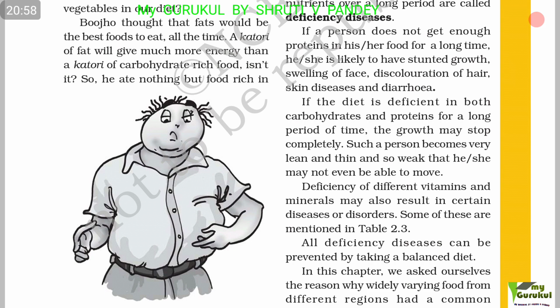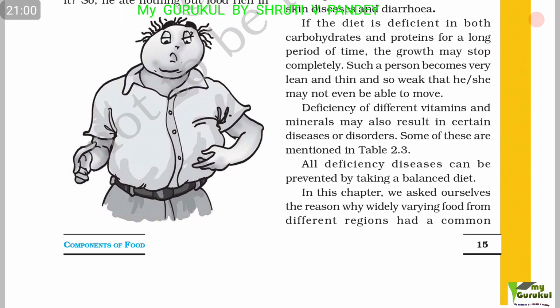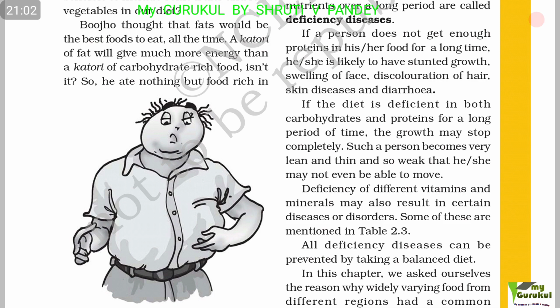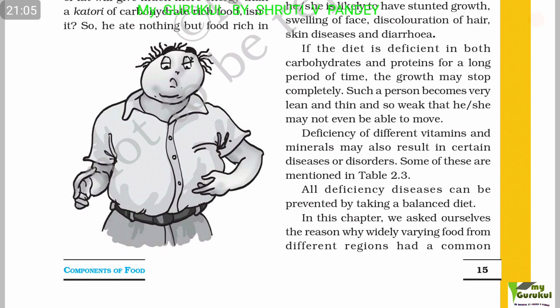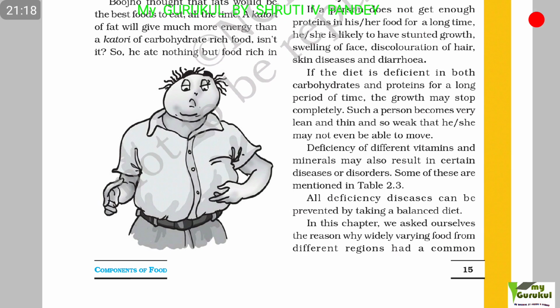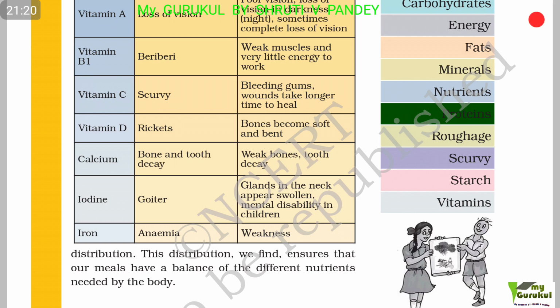Some of these are in table 2.3. All deficiency diseases can be prevented by taking a balanced diet. So, in this chapter, we asked ourselves the reason why widely varying food from different regions had a common distribution. This distribution we find ensures that our meals have a balance of the different nutrients needed by the body.